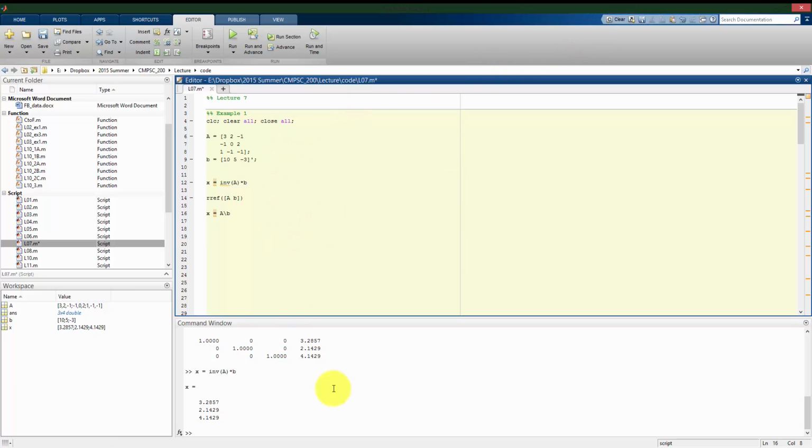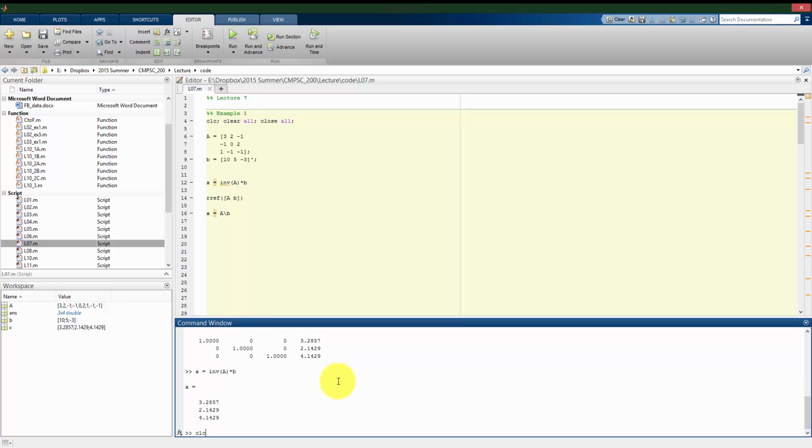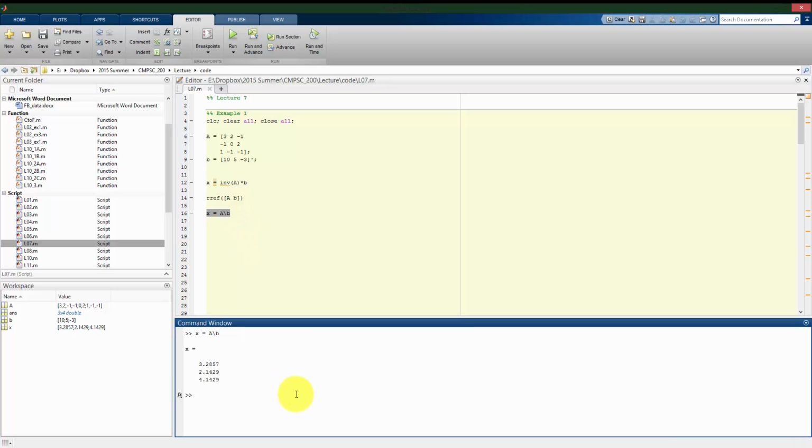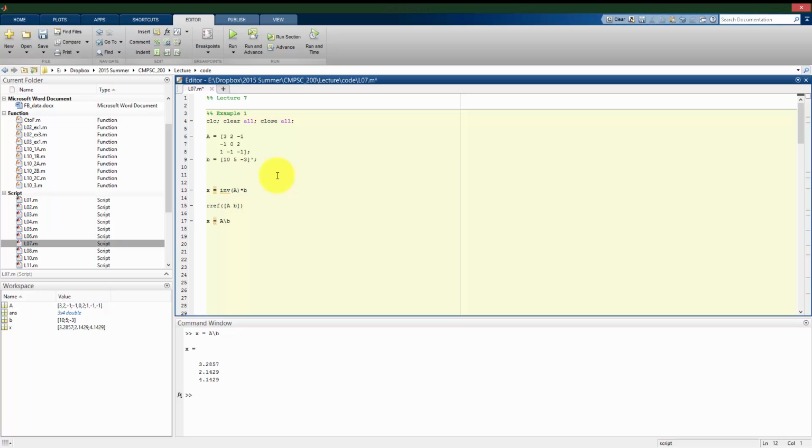So let me clear the screen here just so we can see this. If I run just line 16, again I get that same unique answer as I got with the 2 previous methods, because that is the only one unique solution that solves this problem. Now something to look at here is I want to compare how long it takes to run each of these operations.